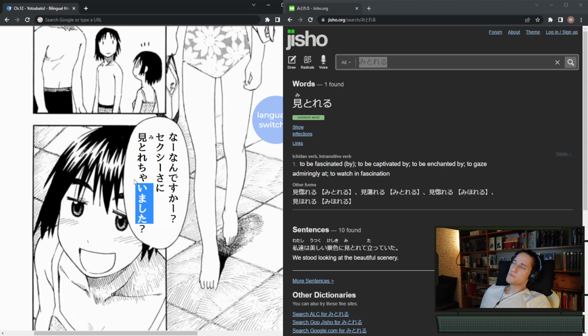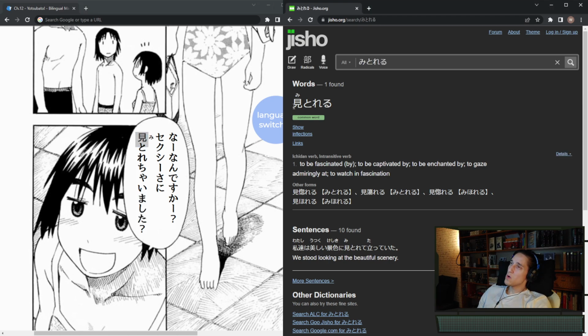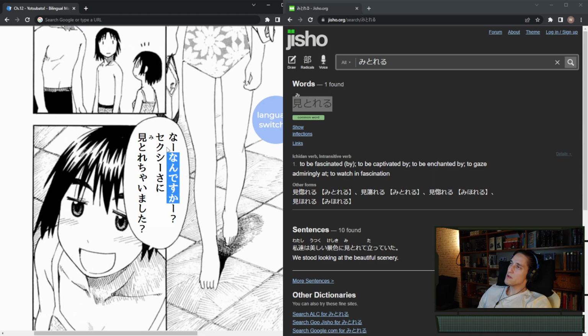Imashita is the past tense of imasu, so iru, and so basically this word means admiring or being fascinated, captivated, maybe a better word, isn't past progressive. So what's happening? Were you captivated by my sexiness?